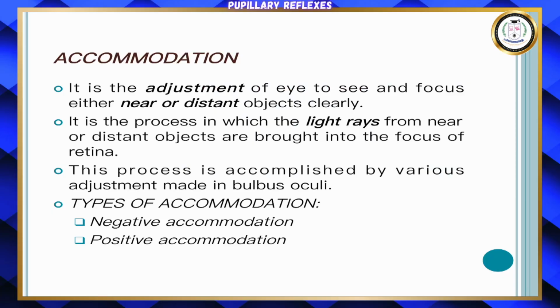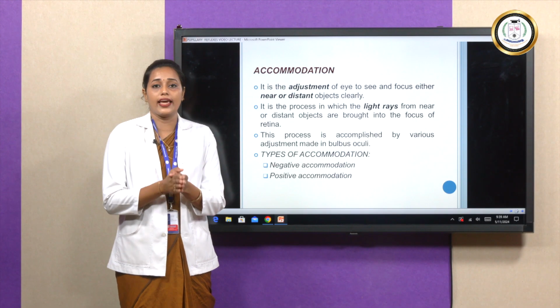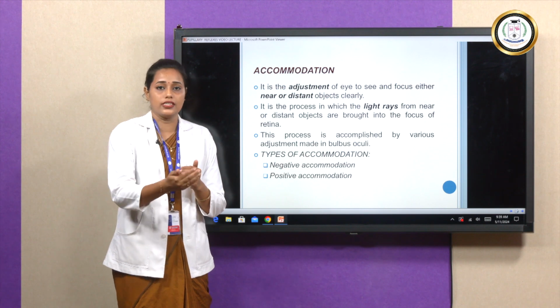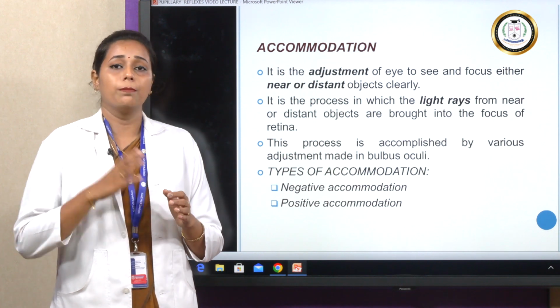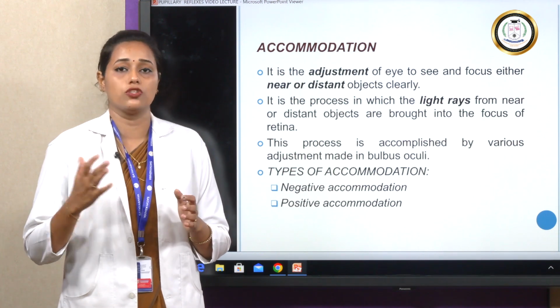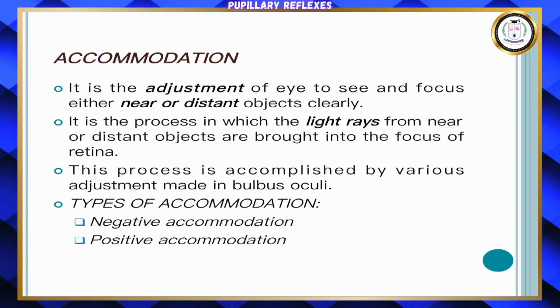Next comes the last reflex, that is the accommodation reflex. This accommodation reflex is the adjustment to see and focus either distant or near objects clearly. It is the process in which the light rays from near or distant objects fall on the focus of the retina. This process is accomplished by various adjustments of the bulbus oculi, that is the eyeball. In accommodation reflex, we have two types. One is negative accommodation and the other one is positive accommodation.